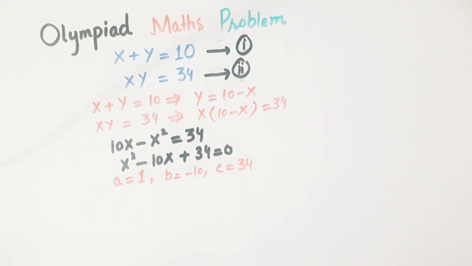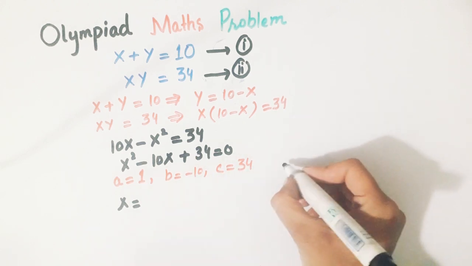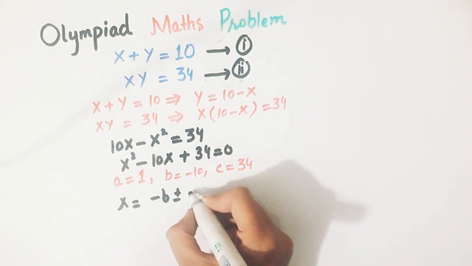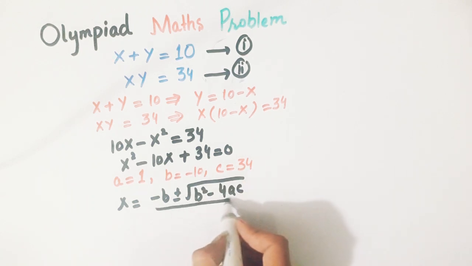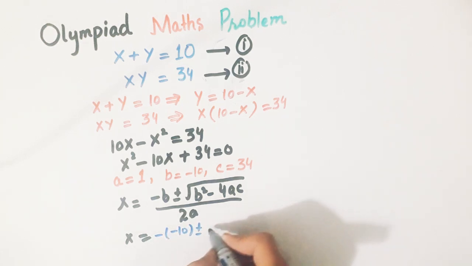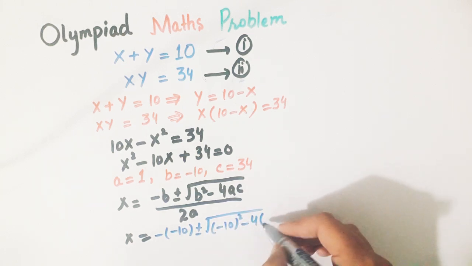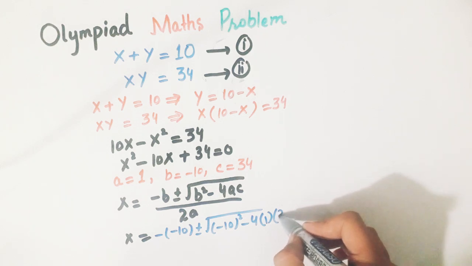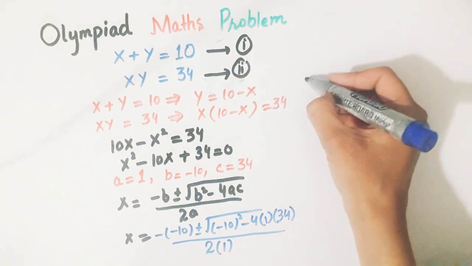Now apply the quadratic formula, then x will be equal to minus b plus minus square root of b square minus 4ac, divided by 2a. So we get x equals minus b, which means minus into minus 10, it will become plus 10. Then plus minus the square root of minus 10 square minus 4 into ac, where a is 1 and c is 34, divided by 2a, meaning 2 into 1.